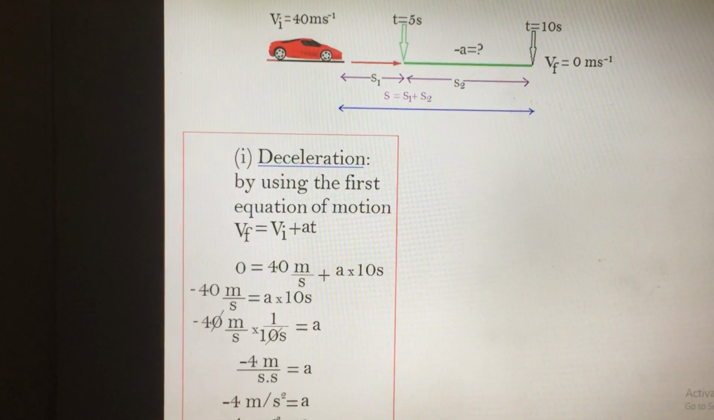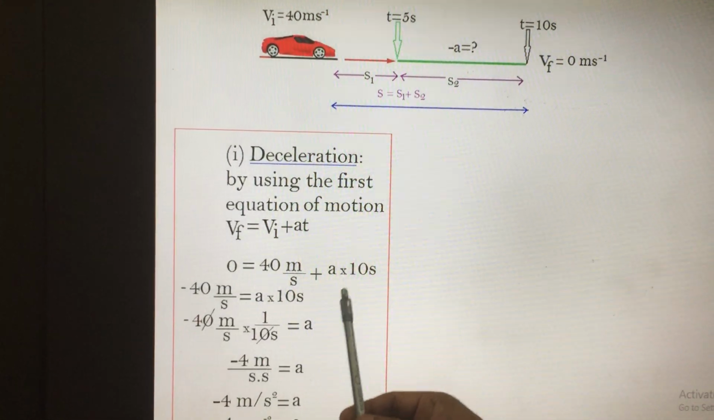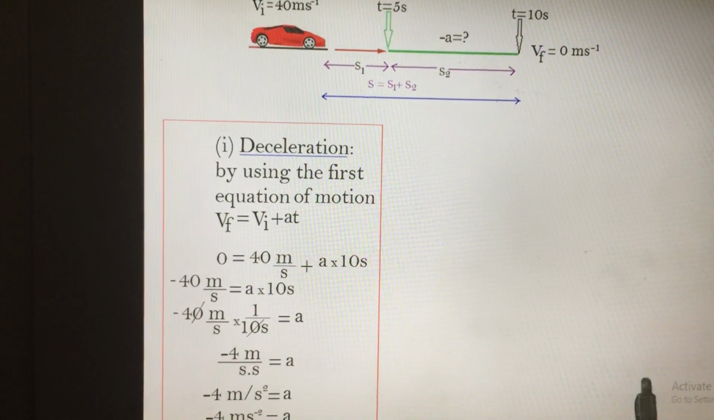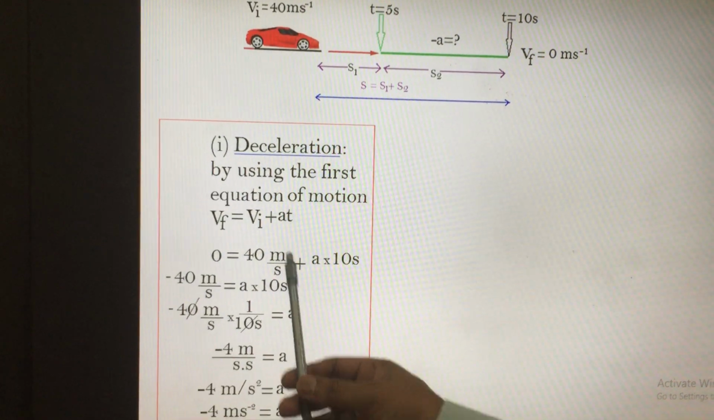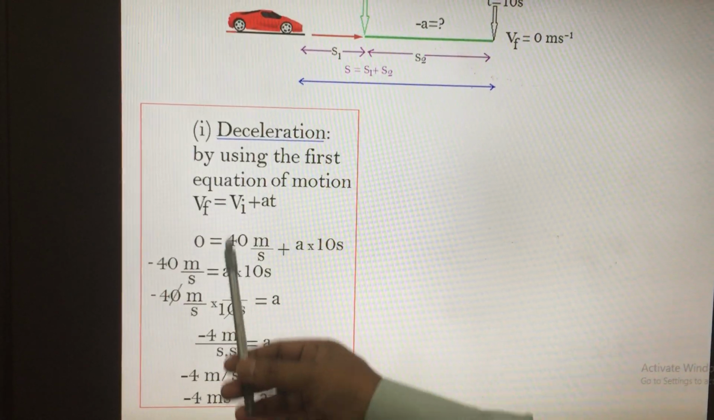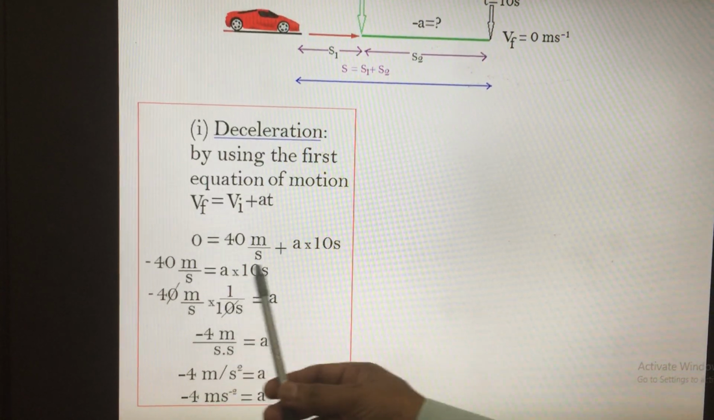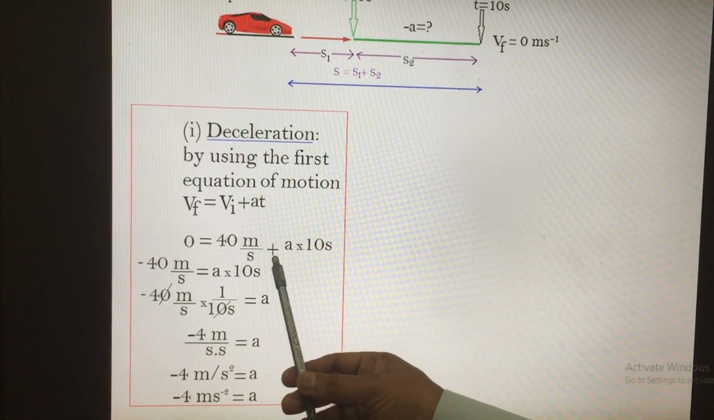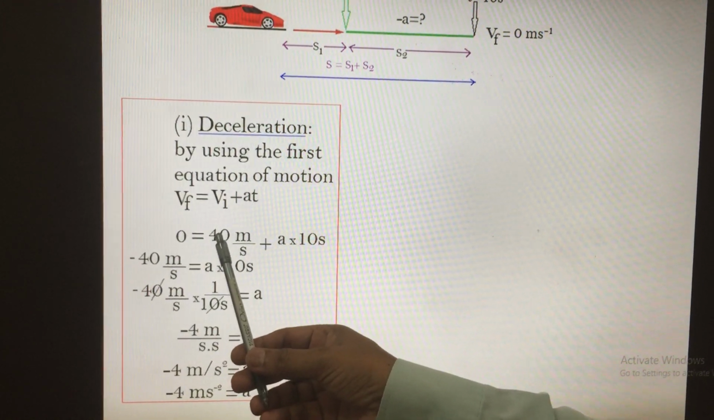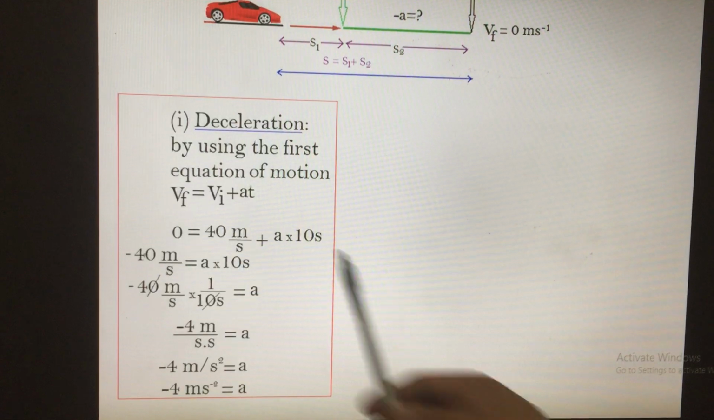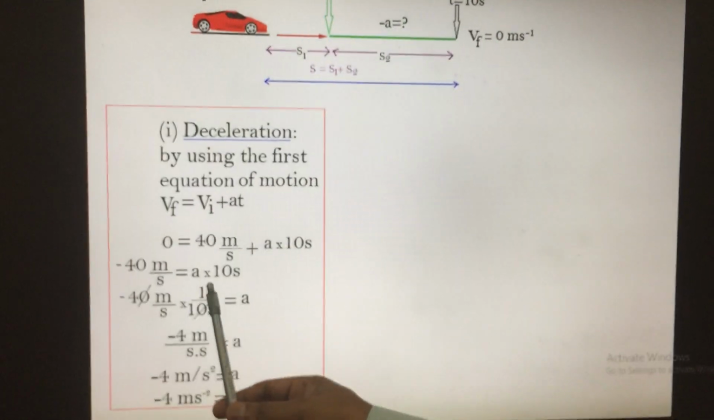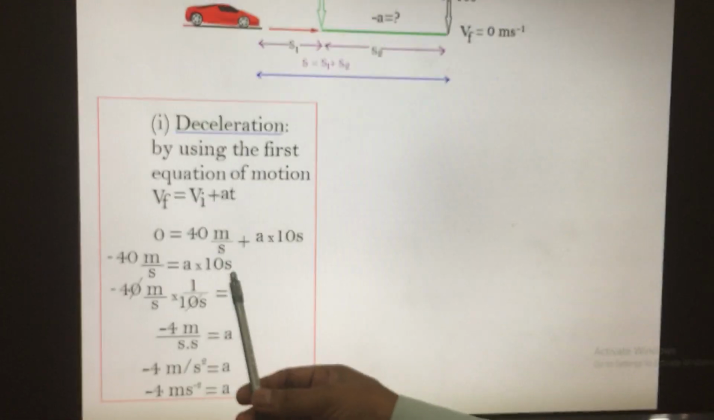As you know already, we are trying to find out acceleration. So we need to isolate this a and remove this 10 seconds from that side. First of all, we are going to move this 40 meters per second to the left side of the equal sign. The sign of this 40 is positive. When this value goes to the other side, it will become negative, meaning it will move to that side with the inverse operation, right? Okay, on the right-hand side we are left with a times 10 seconds, right?